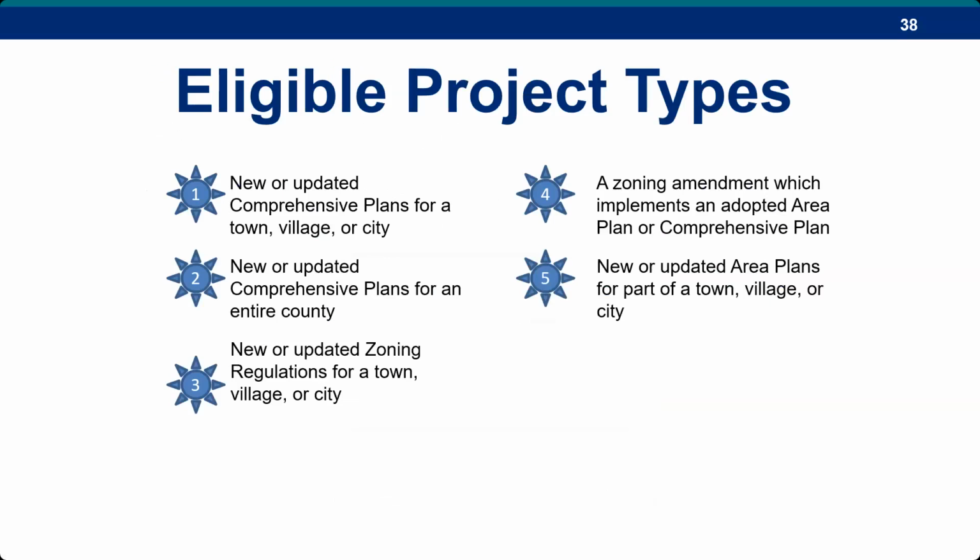Eligible project types. Eligible project types include a new or updated comprehensive plan for an entire town, village, or city, a new or updated comprehensive plan for an entire county, a new or updated zoning code for a town, village, or city, a zoning amendment which implements an adopted area plan or comprehensive plan, and a new or updated area plan for part of a town, village, or city, such as a transit-oriented development plan or a downtown or hamlet area plan.